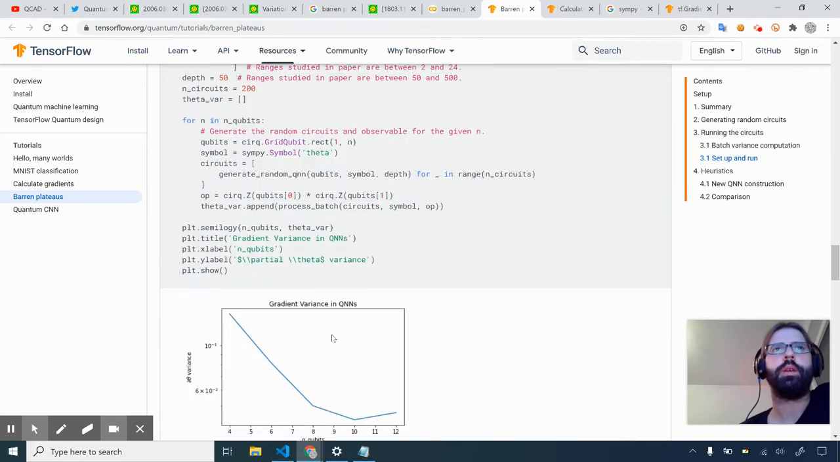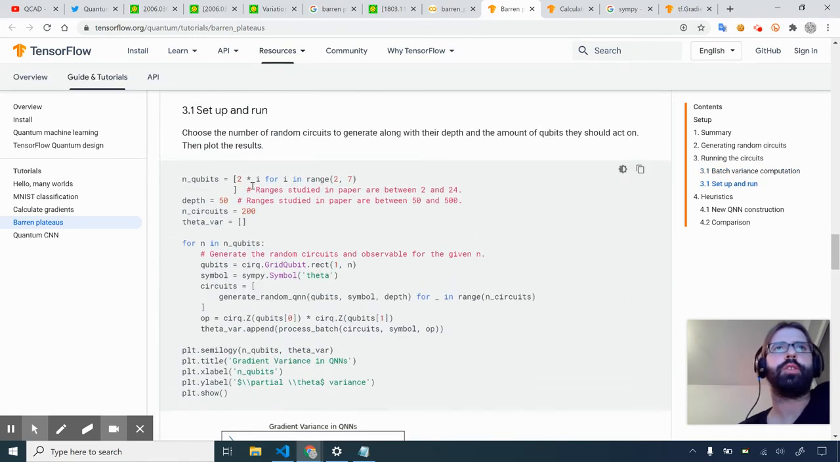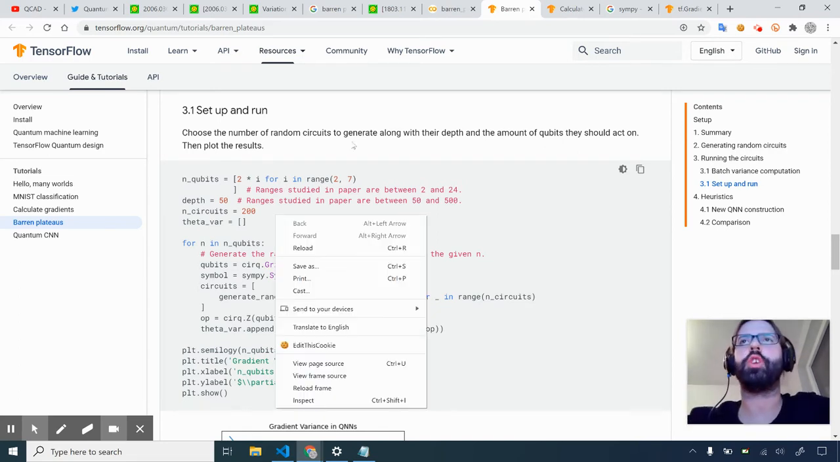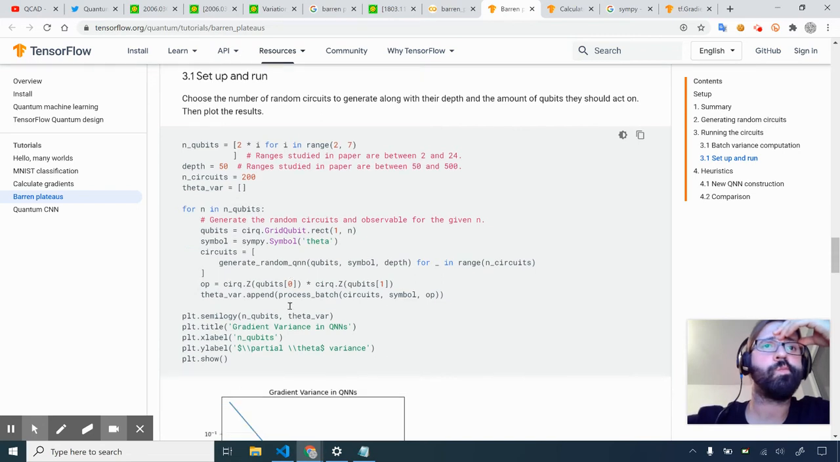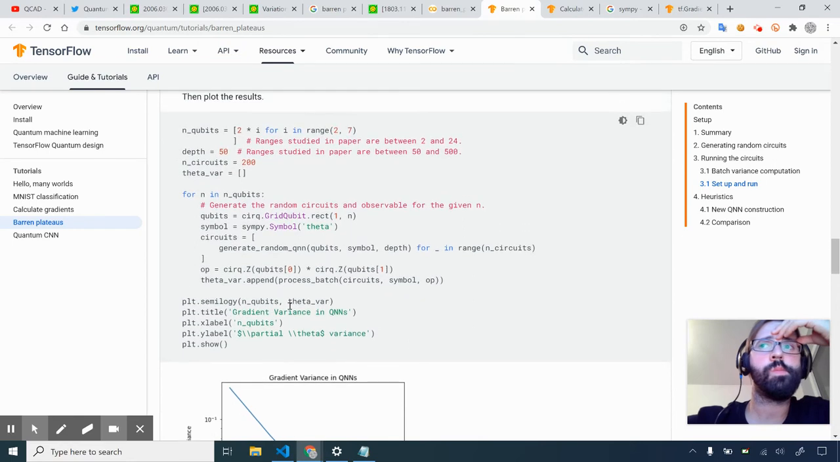Set up and run. So choose the number of random circuits to generate along with their depth and the number of qubits they should act on. So this is the actual, okay, so we're generating the random circuits and observable for the given n. So that's the observable.